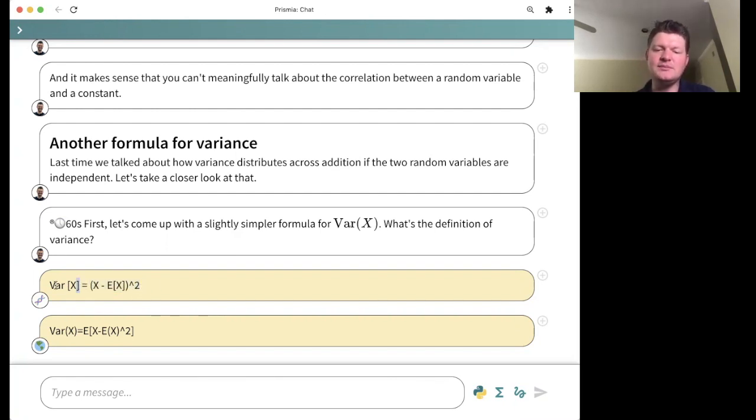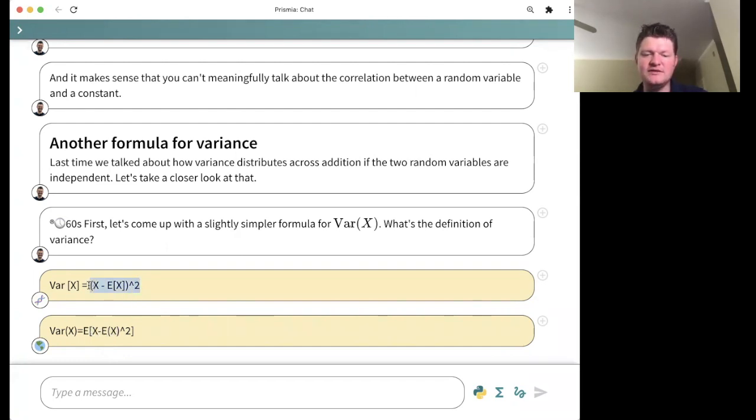The variance should be a number. We're reducing x down to a single number. And this formula is the right one. So we do this thing. Sorry, there's just one missing parenthesis, but basically this is right.